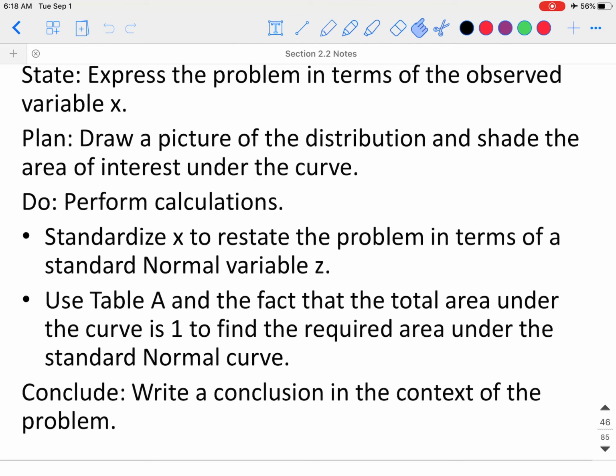This means you need to standardize your x to restate the problem in terms of the standard normal variable z. And then you need to use Table A and the fact that the total area under the curve is 1 to find the required area under the standard normal curve. Finally, you will conclude, which means you need to write a conclusion in the context of the problem.